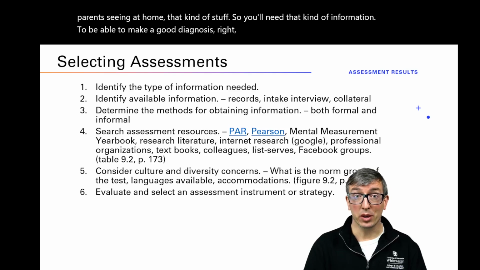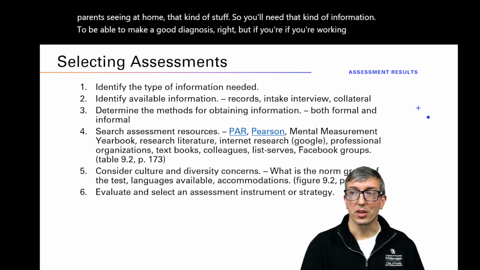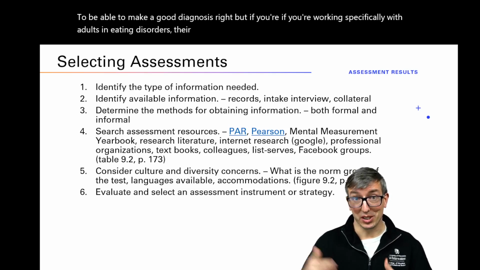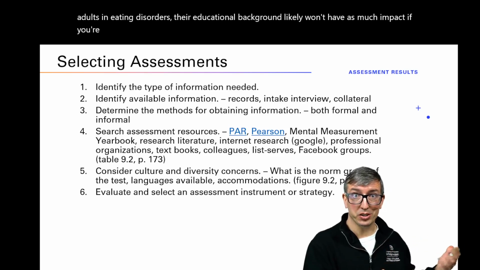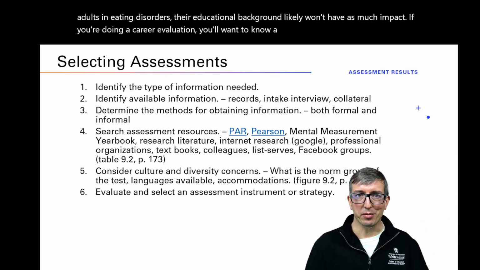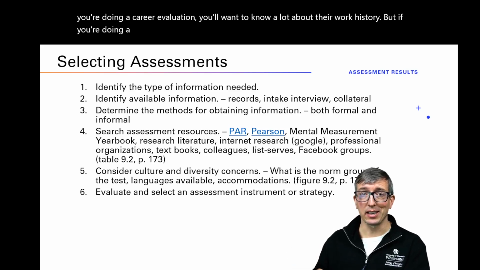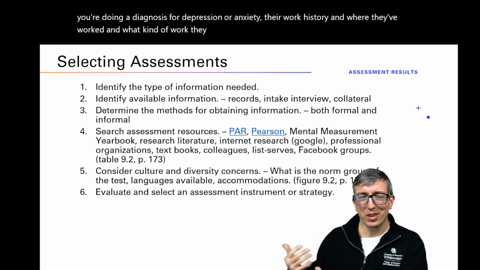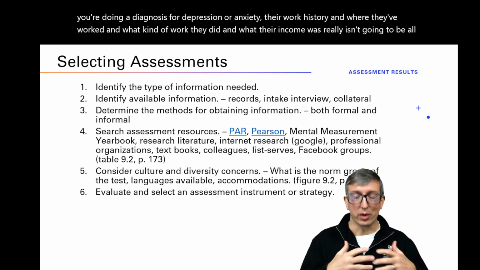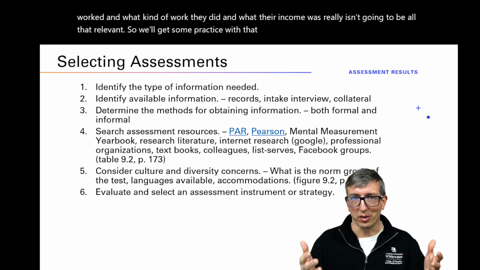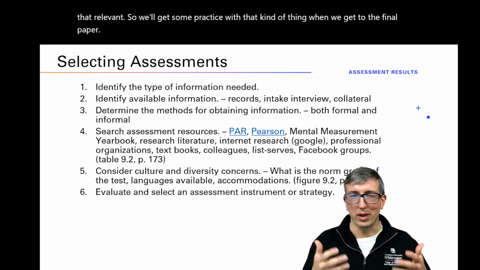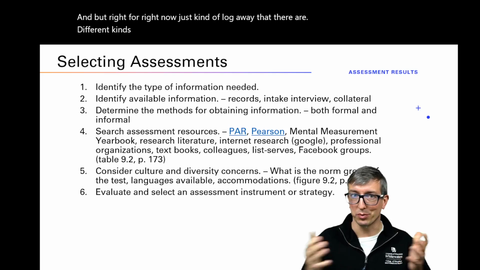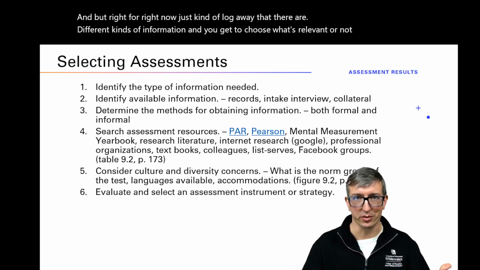But if you're working specifically with adults and eating disorders, their educational background likely won't have as much impact. If you're doing a career evaluation, you'll want to know a lot about their work history. But if you're doing a diagnosis for depression or anxiety, their work history and where they've worked and what kind of work they did and what their income was really isn't going to be all that relevant. So we'll get some practice with that kind of thing when we get to the final paper. But right now, just kind of log away that there are different kinds of information and you get to choose what's relevant or not. And that's what I'll help you with too when we get there.